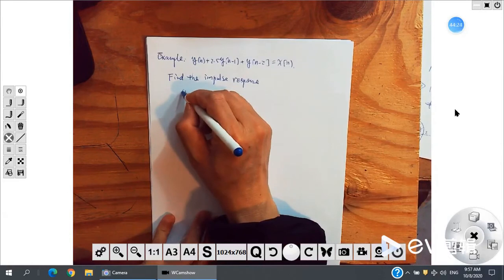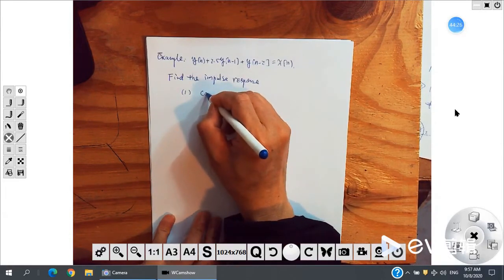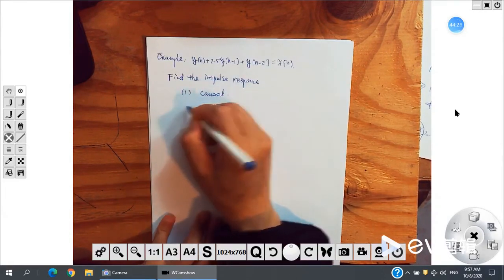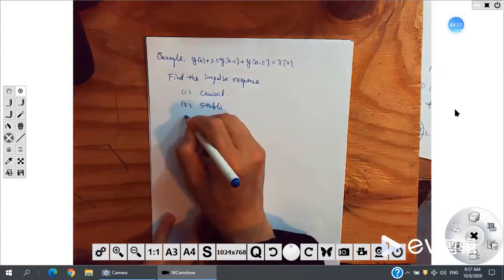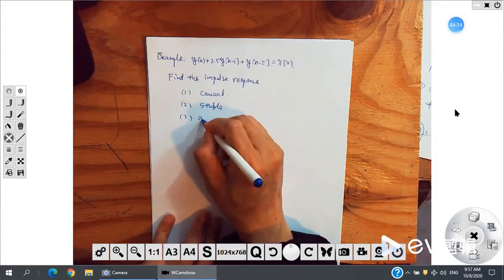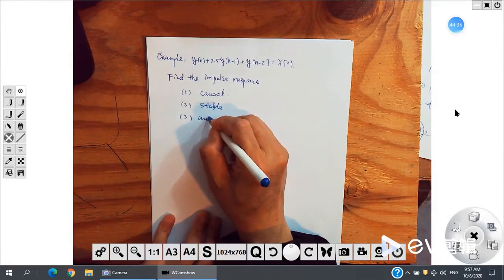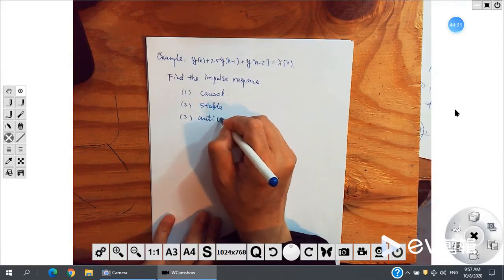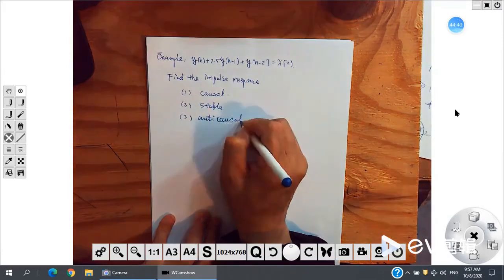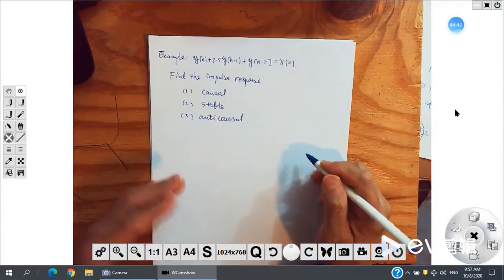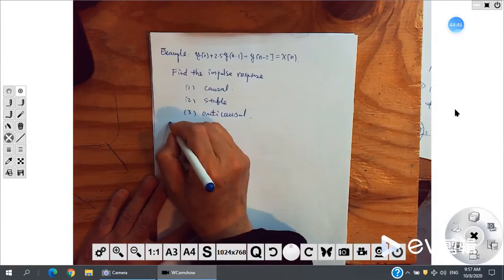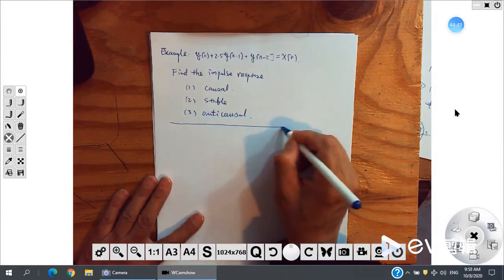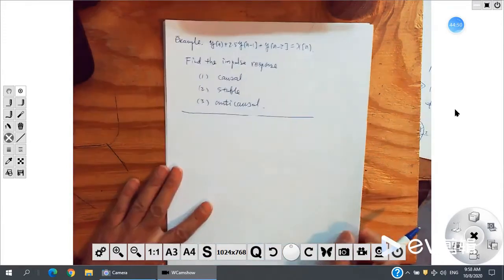The first one, causal. Second one, stable. The third one, anti-causal. 3 cases. Maybe some of them are the same, but here I don't know. We just try to solve it. If they are the same, they will be fine. If not the same, it's also fine.